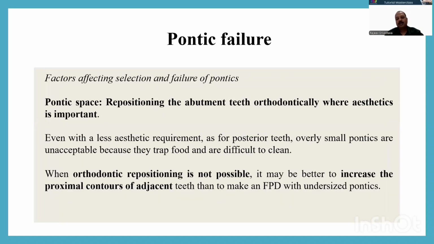Then the pontic failures. Now, pontic failure can especially occur in the anterior region, where you have given the pontic, and the size of the pontic is not the same as your adjacent abutment teeth. So the space which is present in the dentulous area, which is the pontic space, has to be identified correctly. If any correction has to be done, orthodontic repositioning of the abutment can be done to improve the aesthetics.